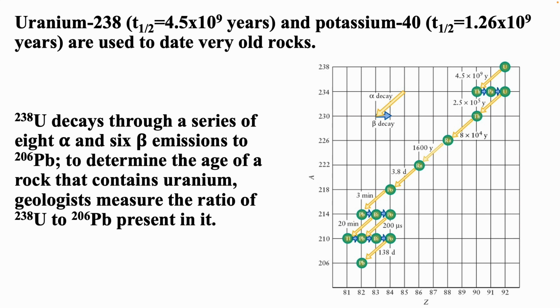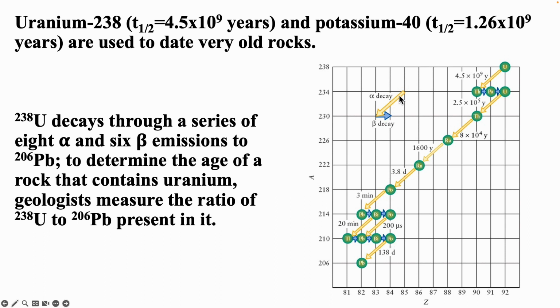You're probably forming something more stable, but sometimes you have a series of decays. And so here we have uranium-238, and it goes through a series of 8 alpha and 6 beta emissions to get to something stable, which would be the lead-206. To determine the age of a rock that contains uranium, geologists measure the ratio of uranium-238 to lead-206. But it is kind of interesting. There's a lot of steps to eventually get to something stable.